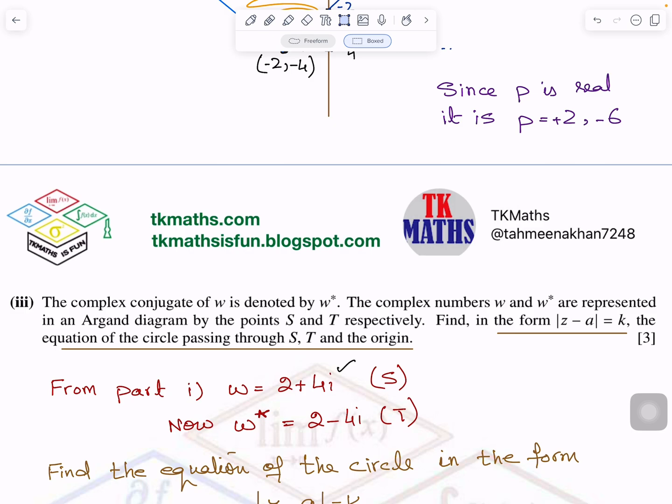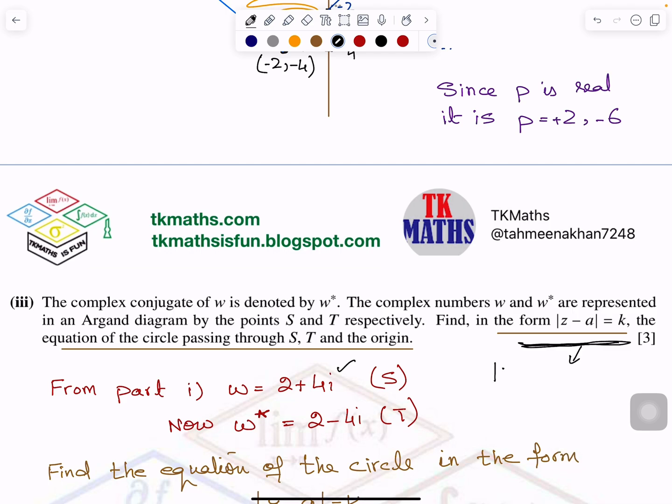Now the question is saying there is a circle which is passing through the points S, T and O, where O is the origin. And you have to give the equation of the circle in this form: modulus of Z minus A equals K. Now if you see, this form is reminding you of what?